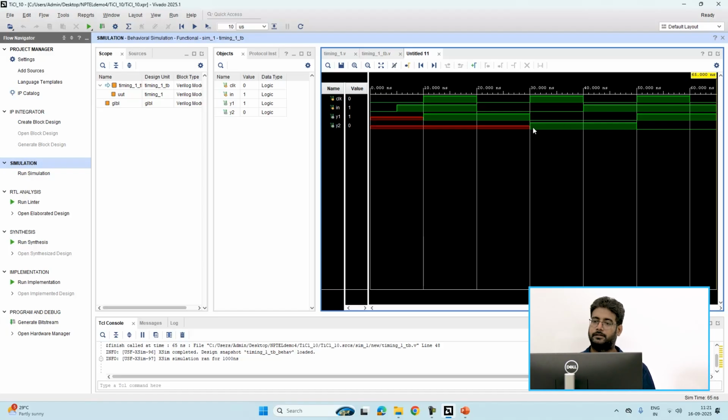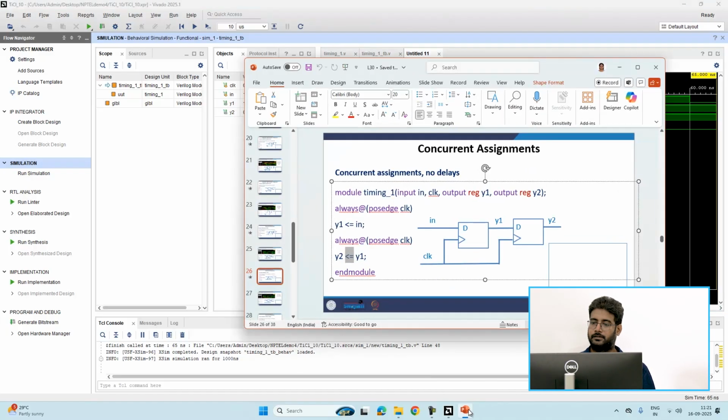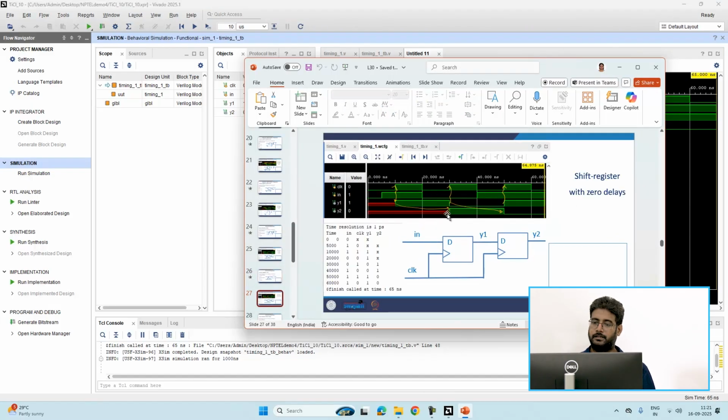So what it does means it is this. The delay is not there. Means at the positive edge of clock only it will show, but it will be shifted. So it's a shift register without delay. Without delay means as soon as the positive edge of clock occurs, it will show the output. As soon as the positive edge of clock occurred, it had shown the output for y1 as well. It's a shift register with 0 delays.